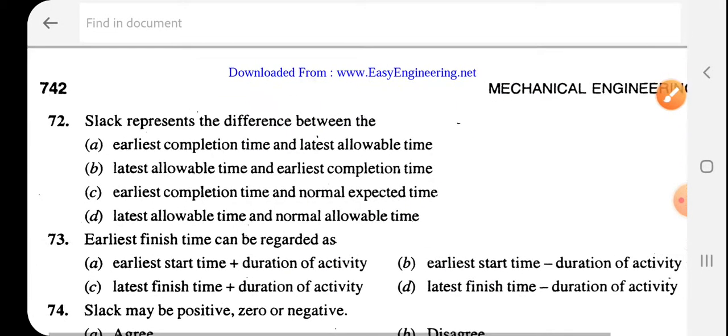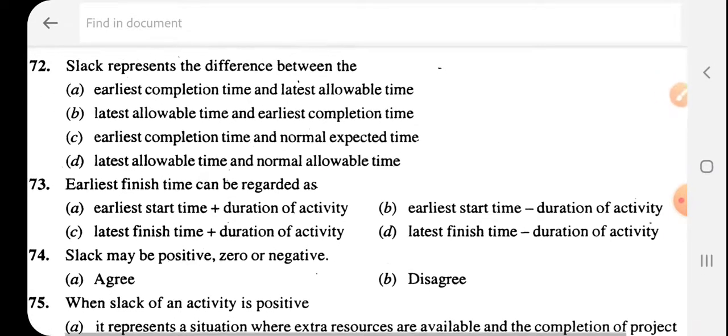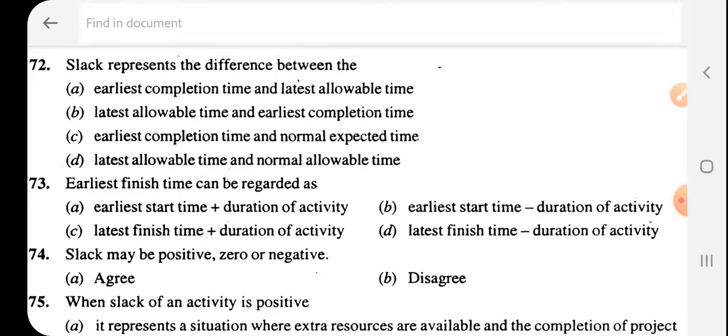Important question, that is 72. Slack represents the difference between the earliest completion time and the latest allowable time.